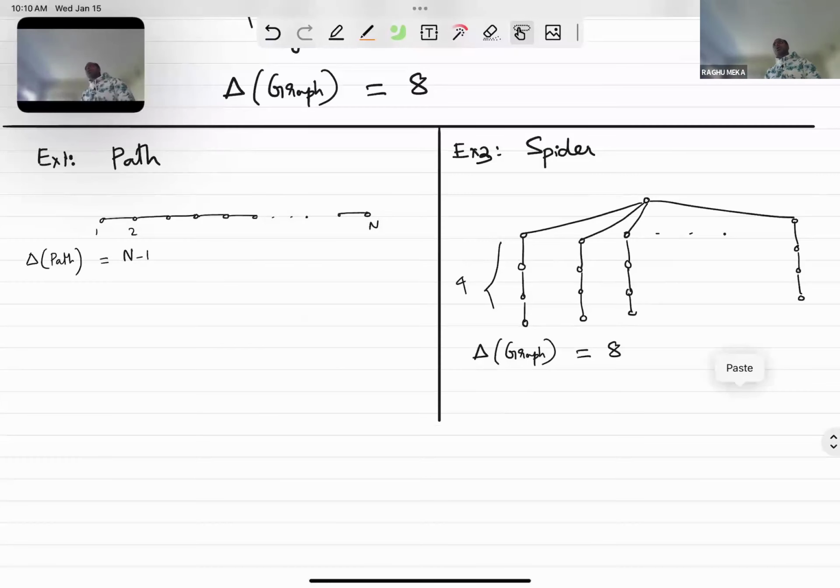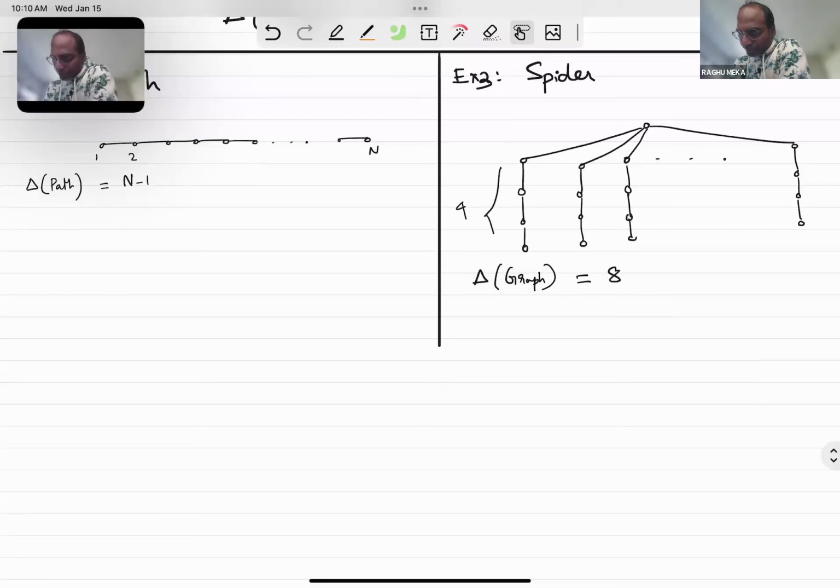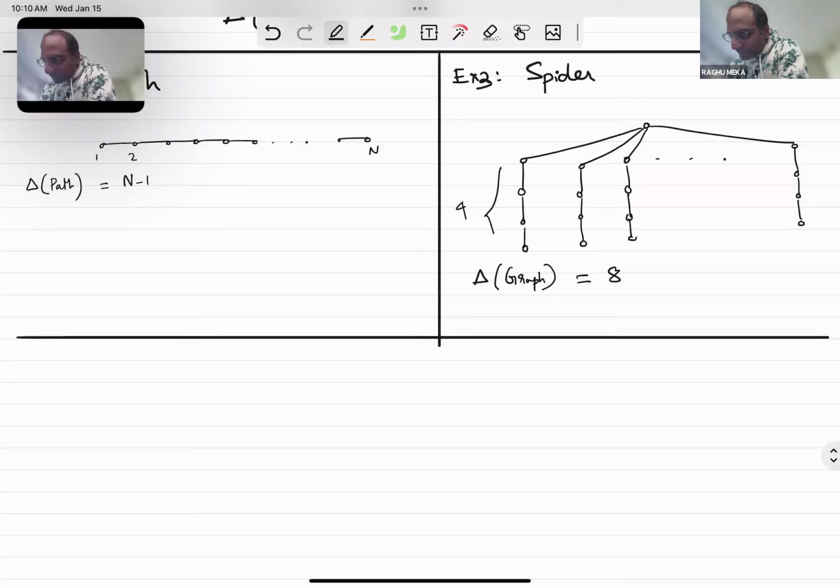Okay, so let's go back to the original question that we are trying to solve, right? So what was the problem that we're trying to solve? The problem that we're trying to solve is undirected ST connectivity, right? So we're given 2 vertices S comma T, and we want to know if they're connected, and if so, how much time do they take?